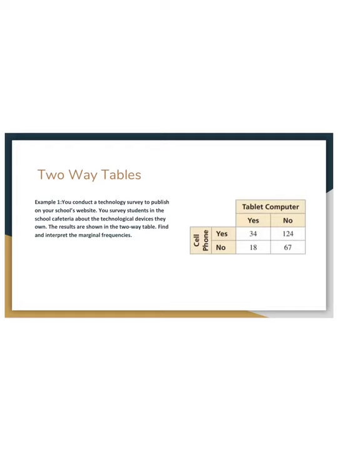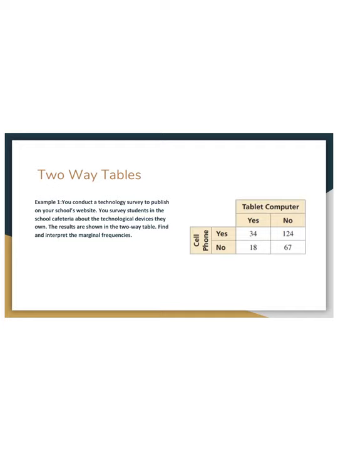For our first example, we can see that you conduct a technology survey to publish on your school's website. You survey students in the school cafeteria about the technology devices they own, and the results are shown within our two-way table. We want to find and interpret our marginal frequencies. To find our marginal frequencies, again, we're going to find the sums for our rows or our columns.